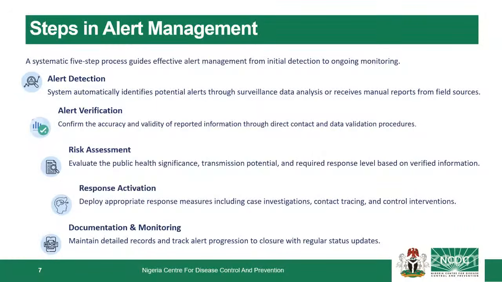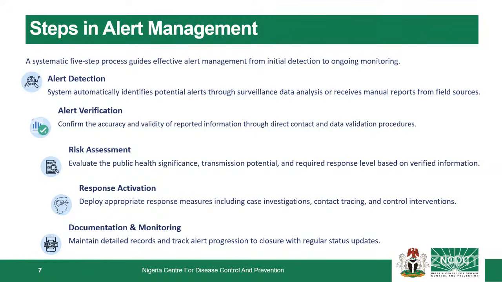The steps, or the flow of the alert process. We have designed a five-step systematic process to guide our effective alert management from initial detection to ongoing monitoring and documentation. The first thing is alert detection. The system automatically identifies potential alerts through surveillance data analysis or by picking up reports from different field sources that have been entered on SORMAS, including laboratory sources of information.